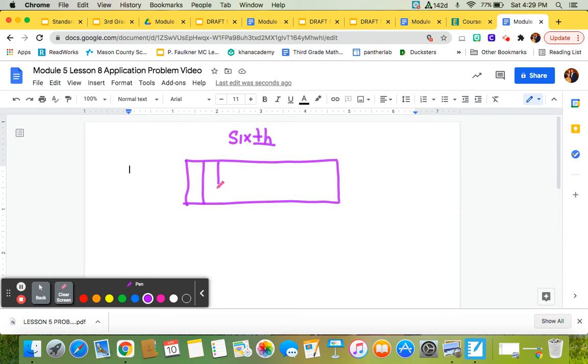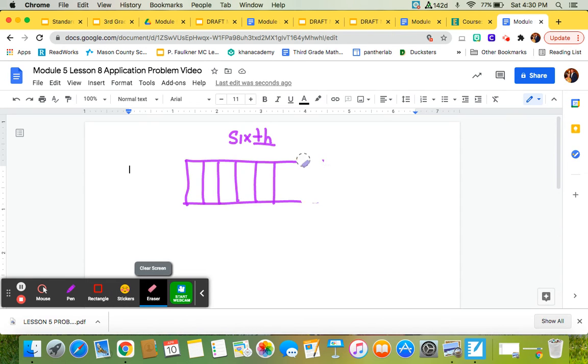So there's 1, 2, 3, 4, 5. And to be honest with you, I want to go back and erase the end because I made it too big. That's a good thing with an eraser. And I'll go back to my pen. Okay, so we have 1, 2, 3, 4, 5, 6. So each one of these counts as one part of the 6 pieces. So that's why we call it 1/6.